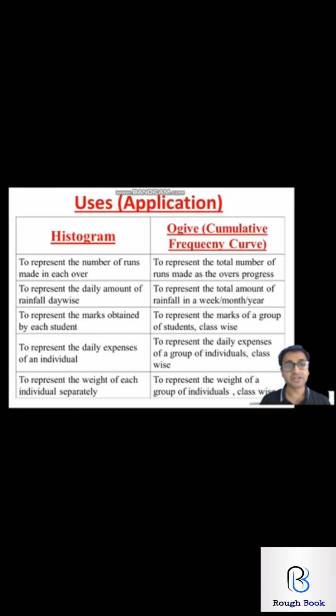Let's understand the differentiation in terms of application. Histograms are basically for an individual person and their individual score in one match, whereas cumulative is the total of all the runs made in an entire match. Likewise, individual day wise rainfall or the total rainfall: day wise is histogram and total is cumulative. Likewise, marks obtained by one child and by the whole class, or expenses of one individual or a bunch of individuals, or weight of one person and weight of a bunch of individuals shown together.